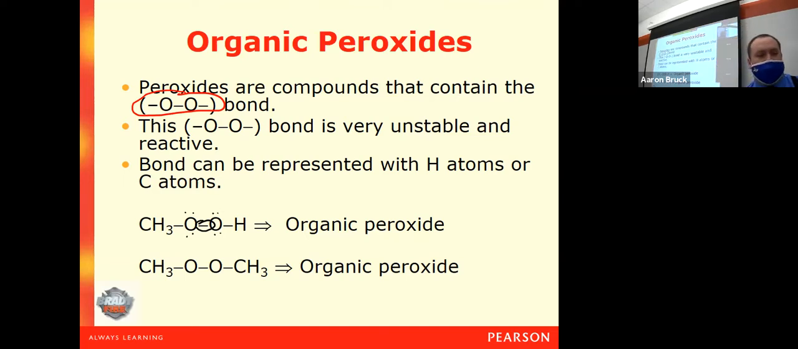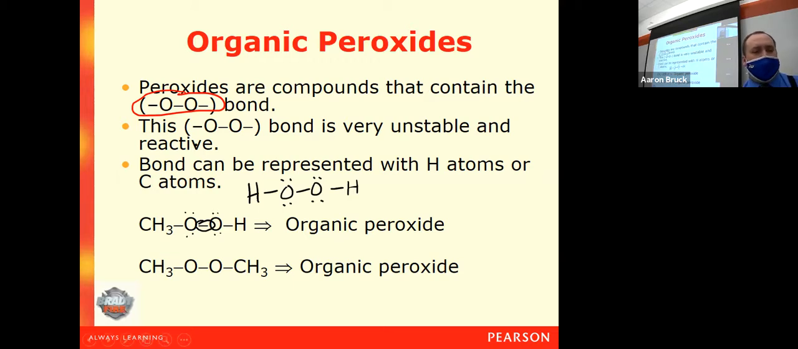Now, we talked at length about hydrogen peroxide, which contains hydrogens attached to both ends of that oxygen to oxygen single bond linkage. Hydrogen peroxide is not considered an organic peroxide. It is a peroxide. It is unstable. We saw how hydrogen peroxide was represented in all four of the classes, depending upon its concentration.